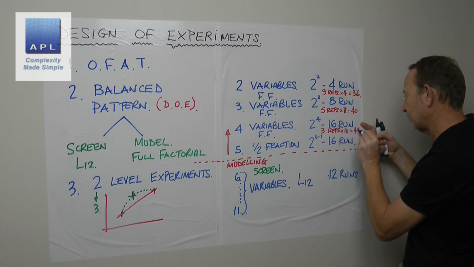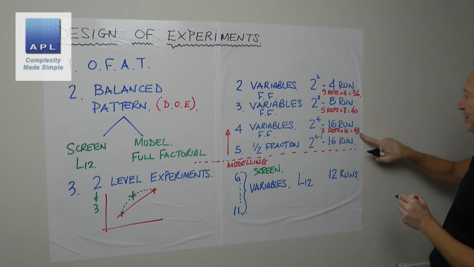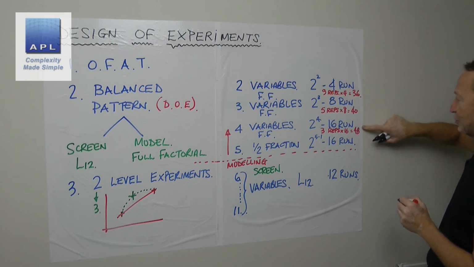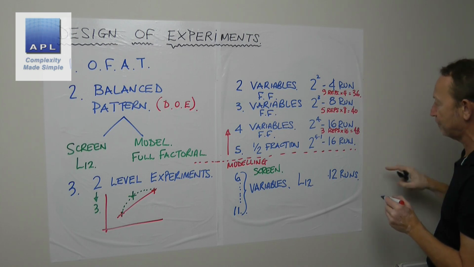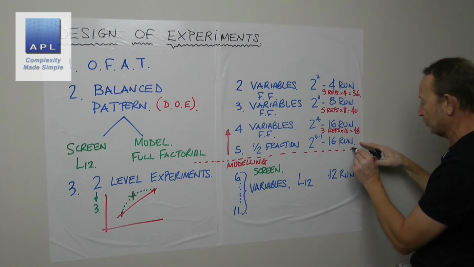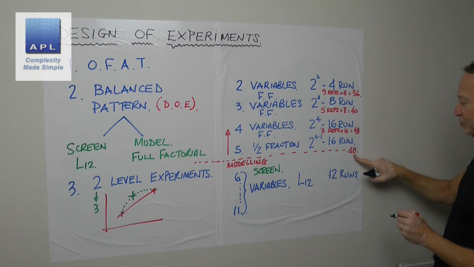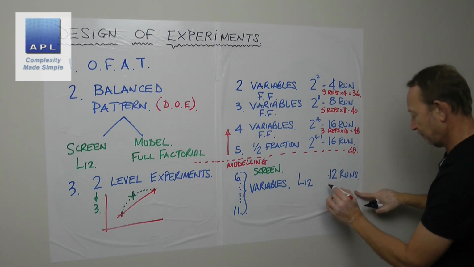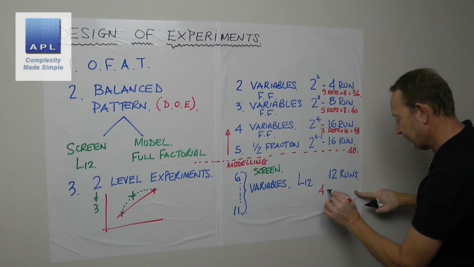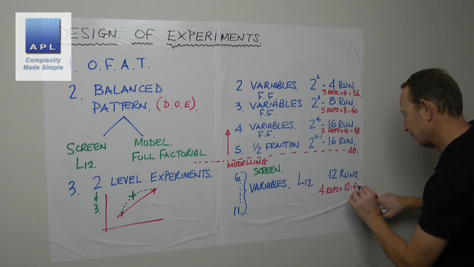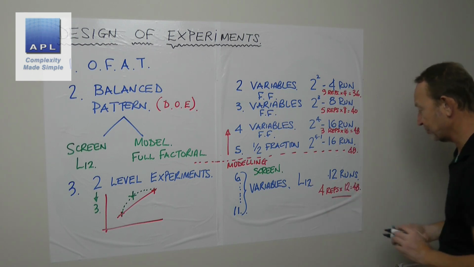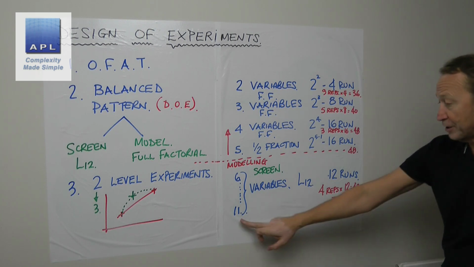Times 16, which is 48 pieces. So you can see, look, the sample size is staying in the window, 30 to 50. Obviously the next one down is also a 16-run experiment, so it's 48 pieces. And finally the L12 is 4 repeats times 12, 48 pieces. So whenever you do this, think about this.